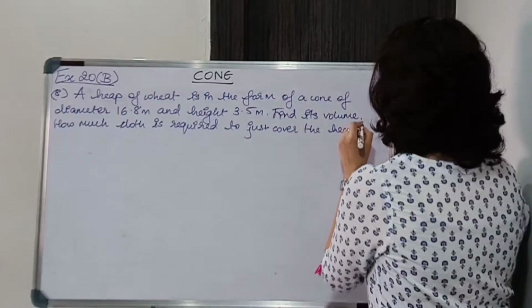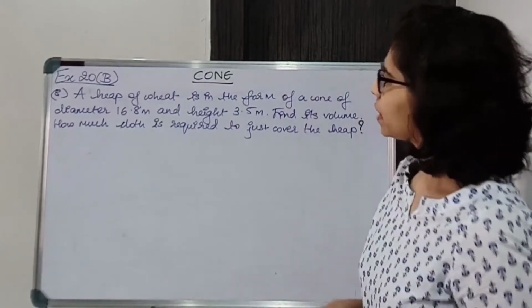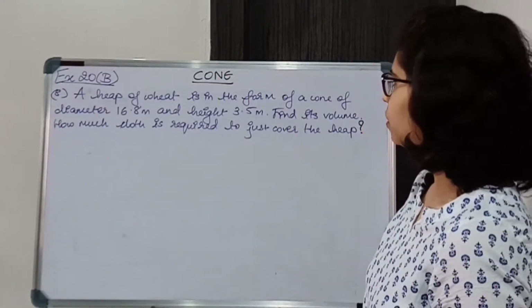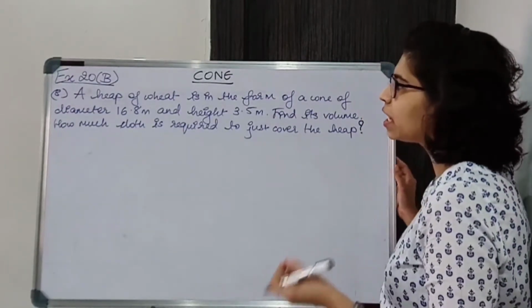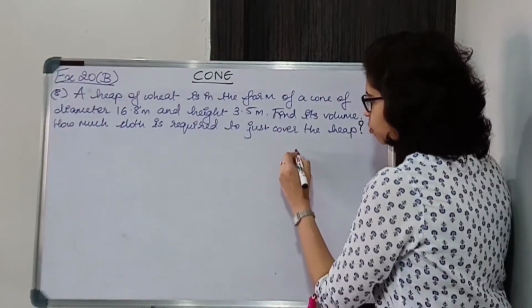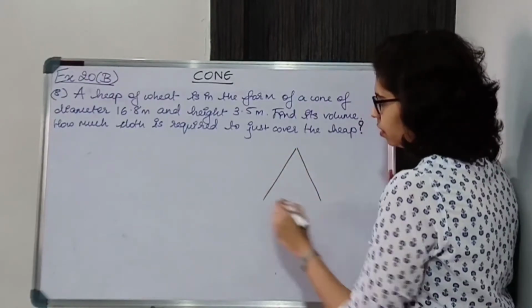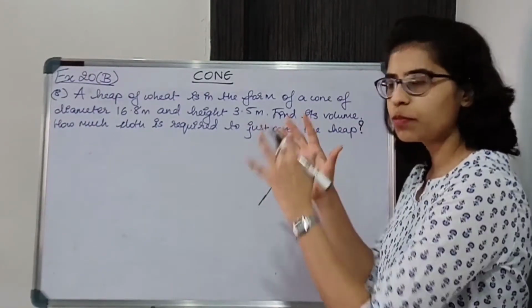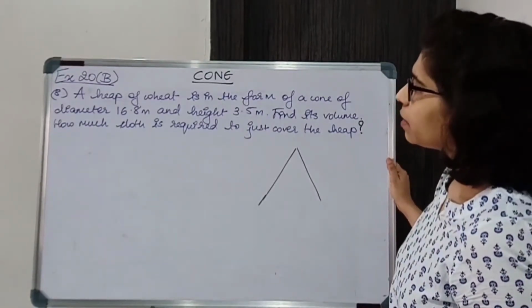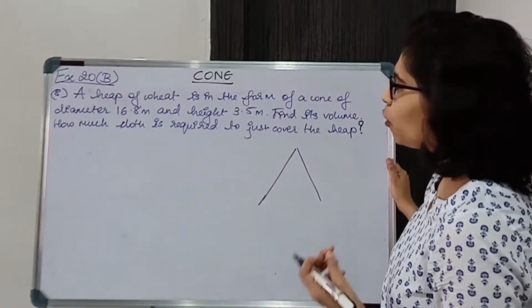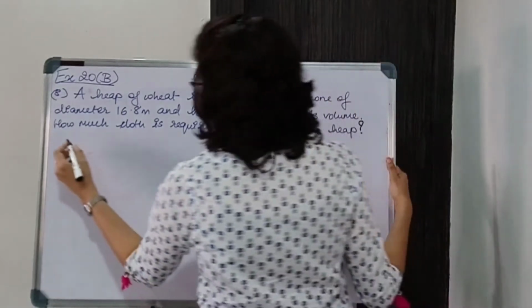Now, a heap of wheat, okay, is in the form of cone. पूरा wheat है in the form of cone and its diameter and height is given. So there is wheat, okay, पूरा cone के shape में रखा हुआ है. Now diameter is 16.8 meter and height is 3.5 meters.